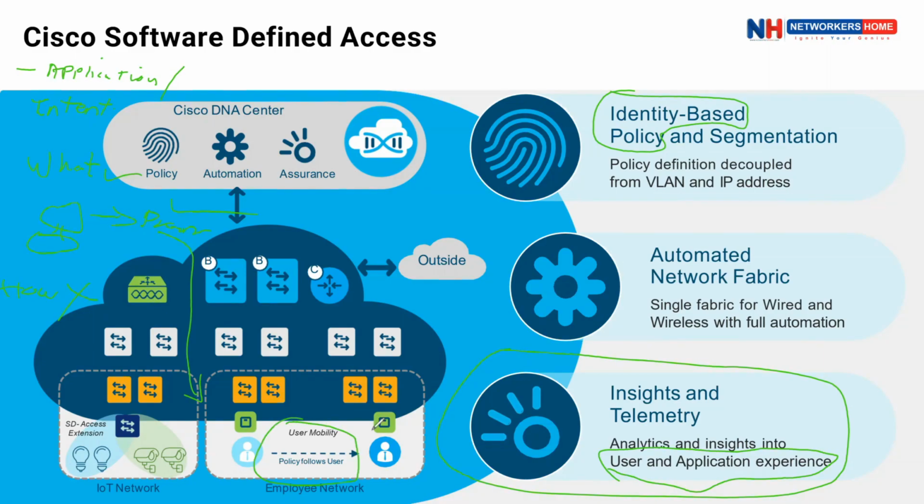So this part, see this part? Even if the user changes the floor. Now, if I'm in the Networkers Home building and I'm on the second floor and I jump onto the fourth floor, I don't have to check whether I have to connect to a switch or which wireless network, whether they have a separate wireless network or not. Nothing. My identity is my policy. I change the floor, still I have the same level of access. I don't have to worry about that part.